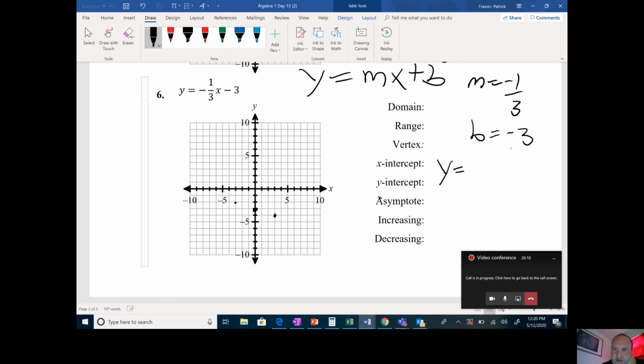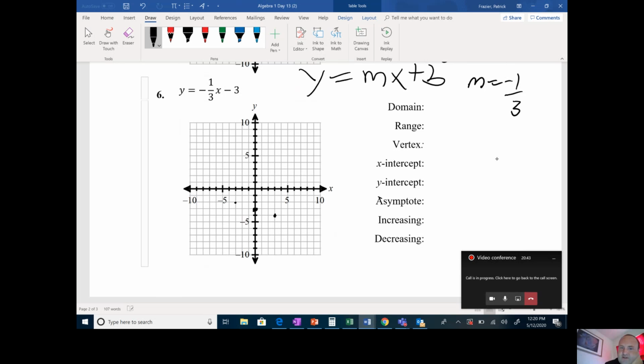Y equals negative 1/3 times, in this case, negative 3. So the 3's cancel each other out, but because it's a negative times a negative, it's going to be positive, and it's minus 3. So it's 1 minus 3. Well, 1 minus 3 is negative 3 plus 1, which is negative 2, so that makes sense.